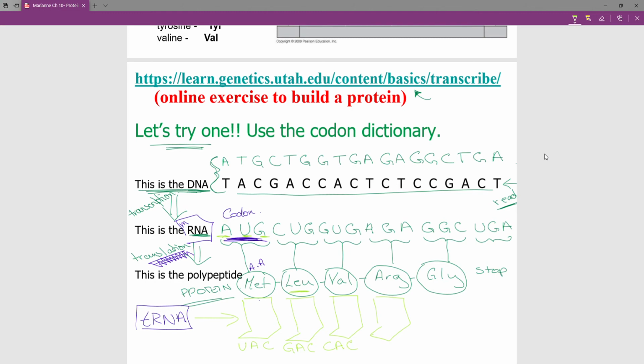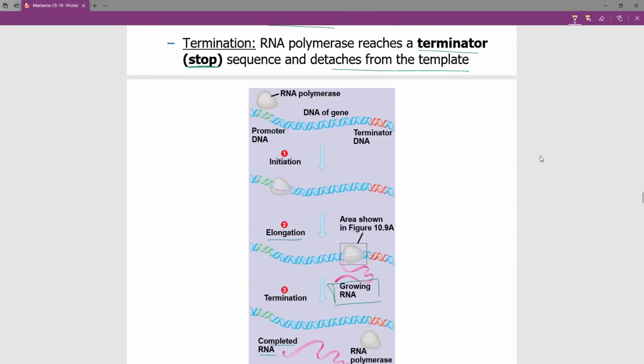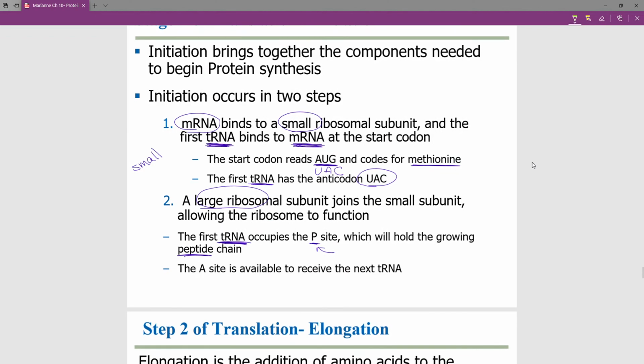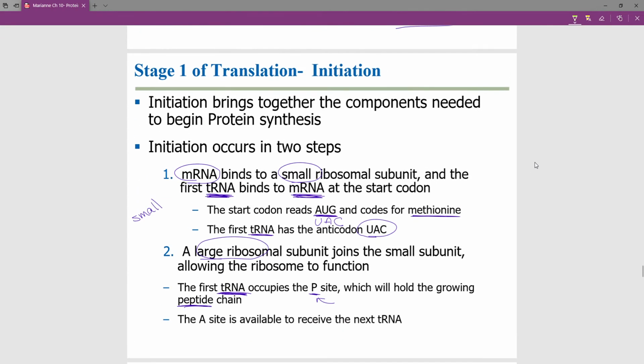So let's go back to our process of translation. We had stopped with the initiation phase. And so the initiation phase had the mRNA, the small subunit, the first tRNA with that anticodon of UAC that matched the start codon. And the transfer RNA would be holding that methionine. Okay, so now that we've got everything in place, the active site is open at this point. It's available to hold the next tRNA. So we're done with initiation.